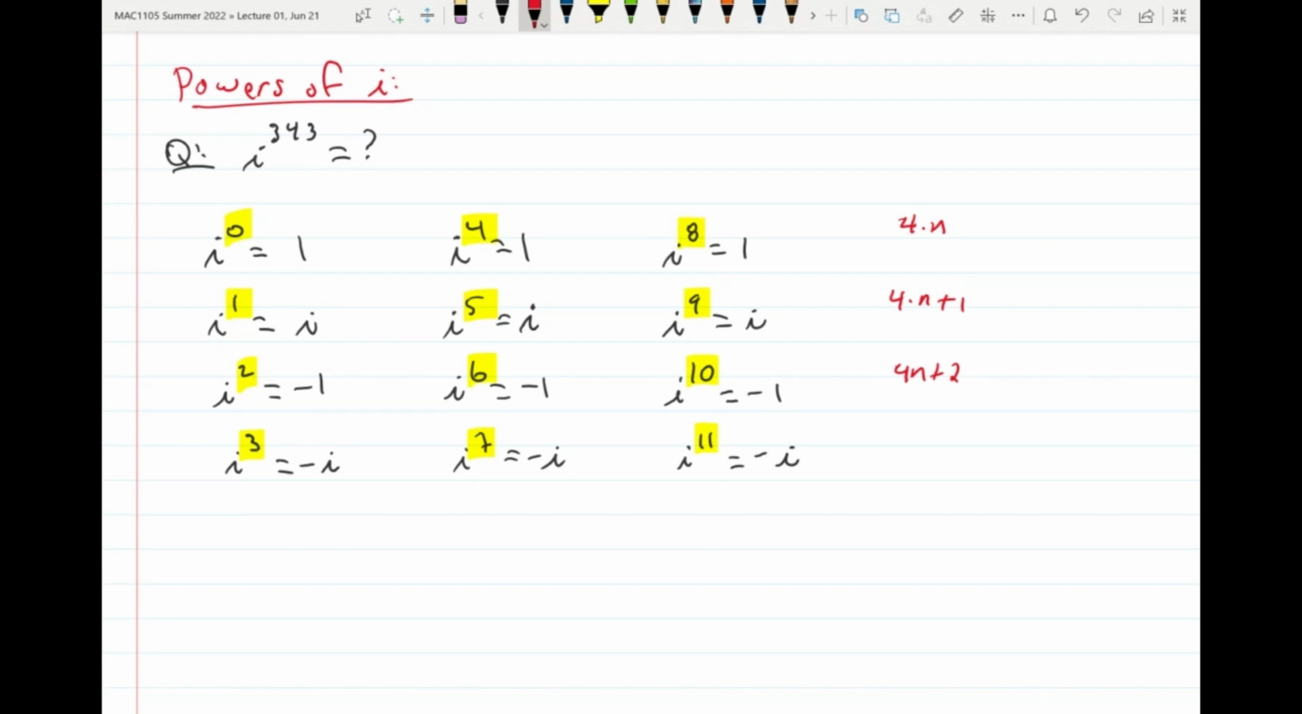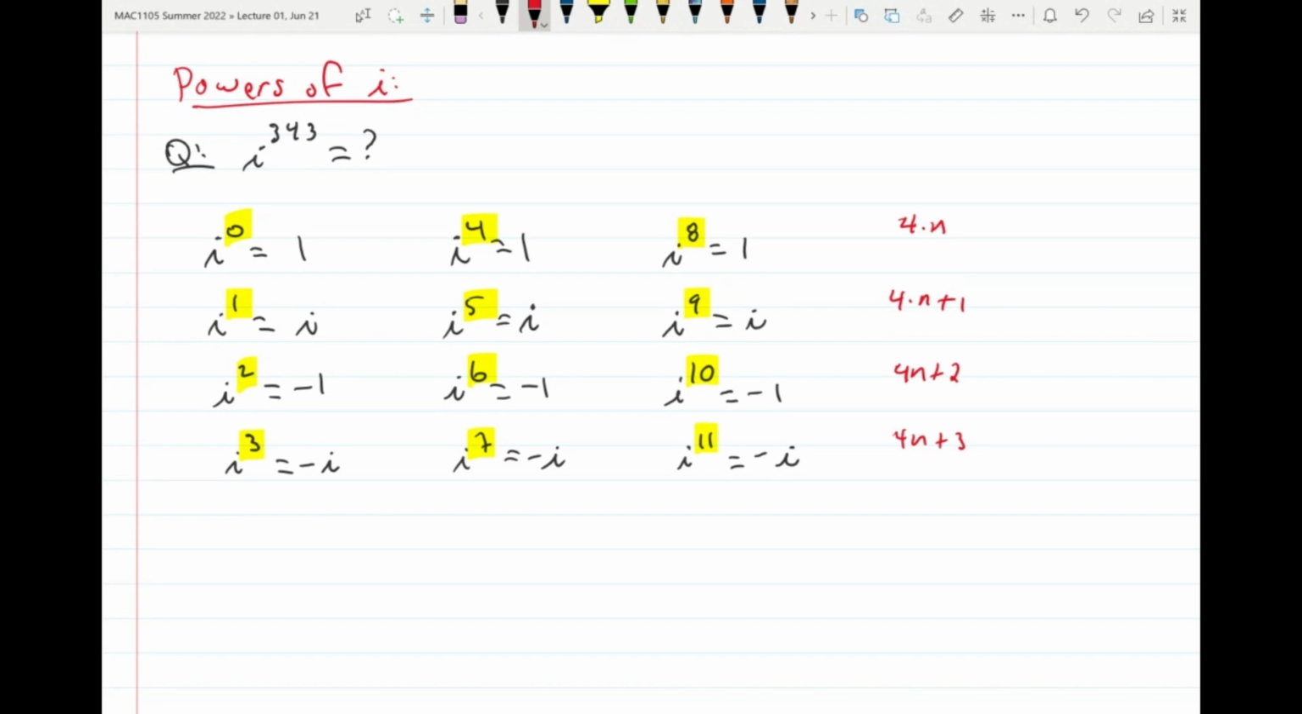What's the pattern? 3 more than a multiple of 4. 4 times n plus 3. Notice that if you wanted to write, what about 4n plus 4? Well, 4n plus 4, you can factor out your 4 and then you get 4 times n plus 1. So that goes back to this category, 4 times something. Do you understand what I'm saying?